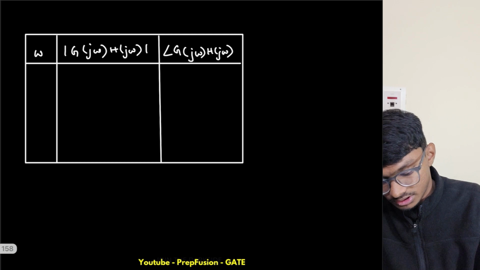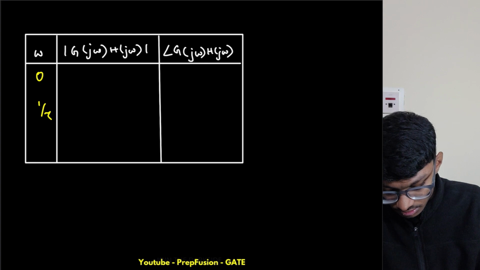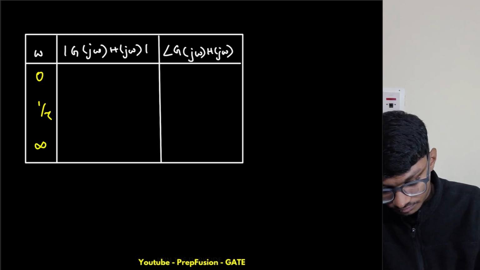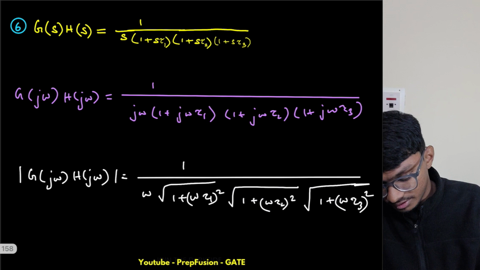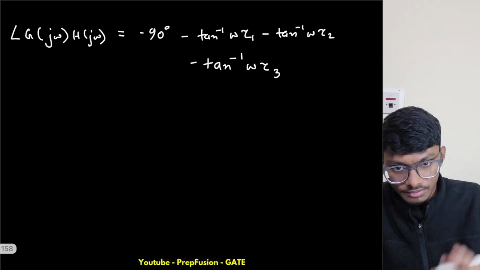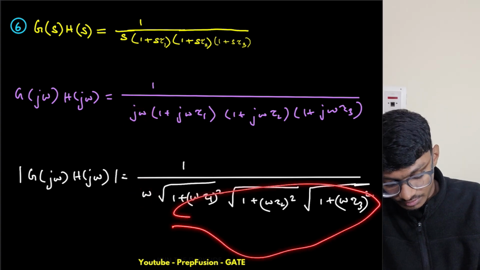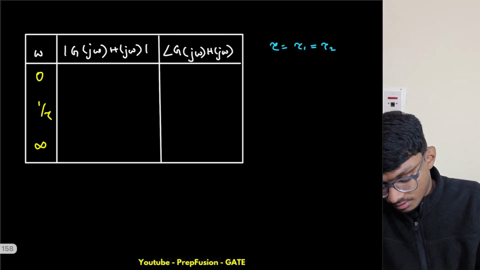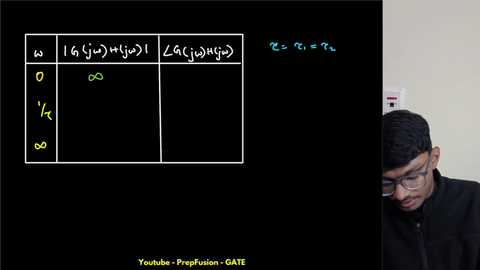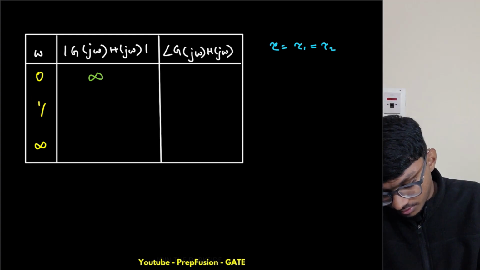So let's again do the critical points. Omega is 0, again 1 by tau, and infinity, where tau is tau 1, tau 2. What is again the magnitude? Magnitude at 0 is again blowing up to infinity, because I have a j omega term here. Even though these are finite, this is 0, hence we go to infinity, since 1 by 0 is infinity. That is not an issue. At 1 by tau, what is happening this time? It will be a bit different. Let me write this properly.